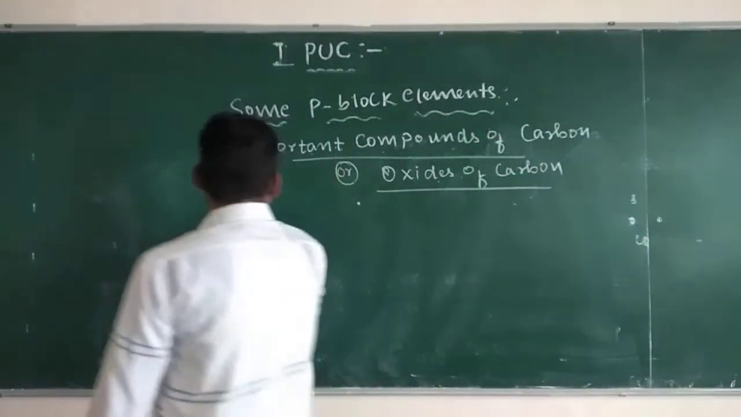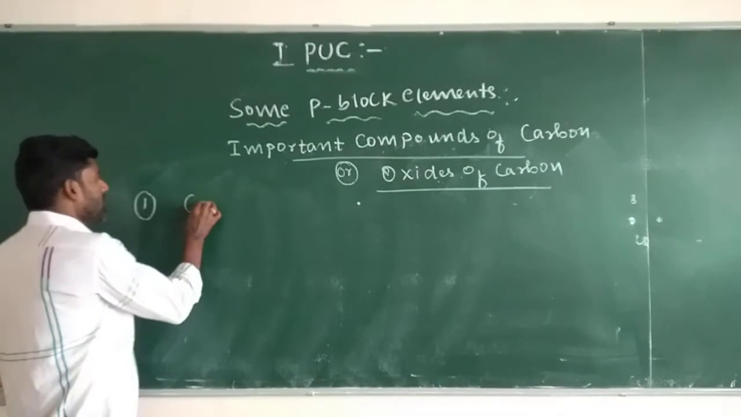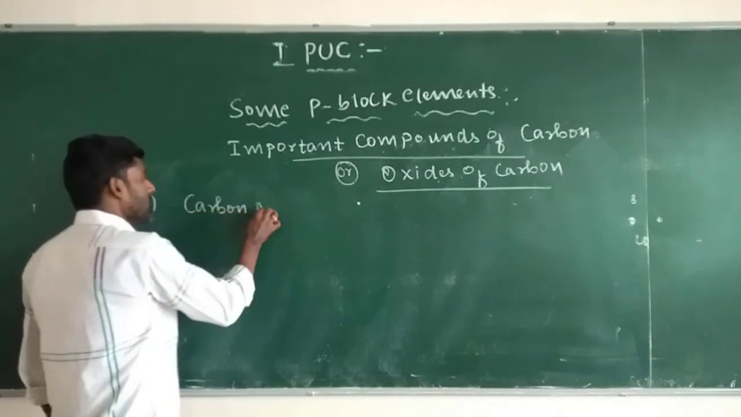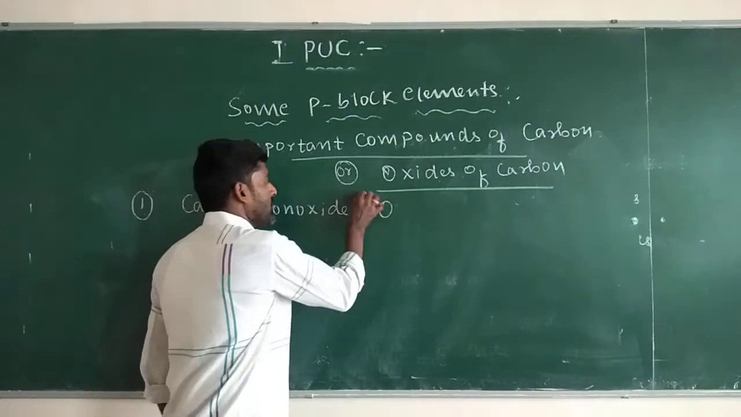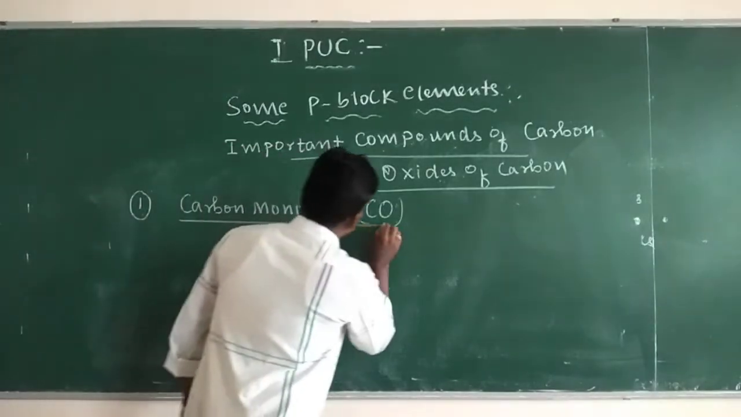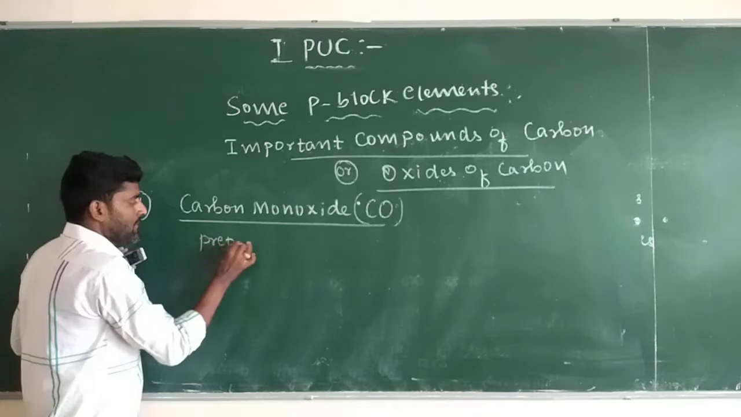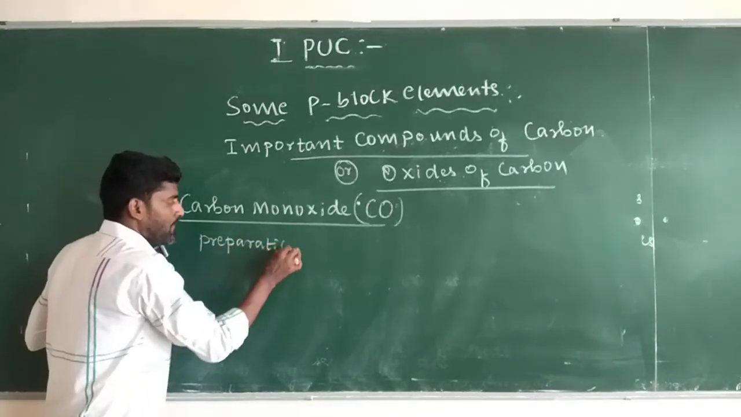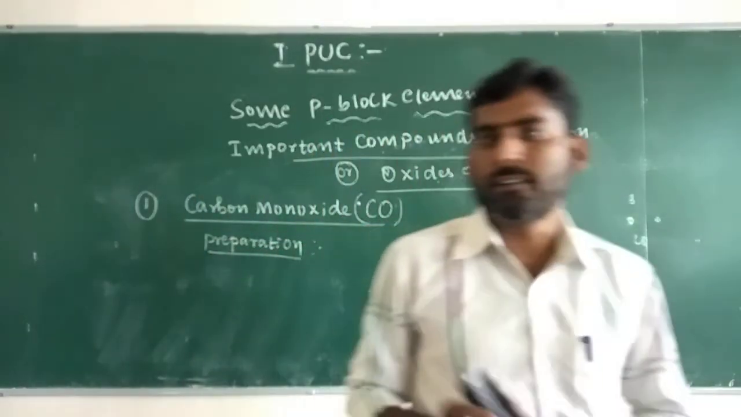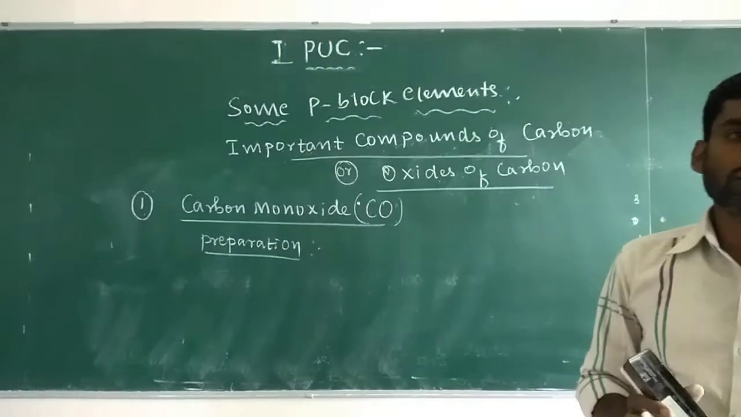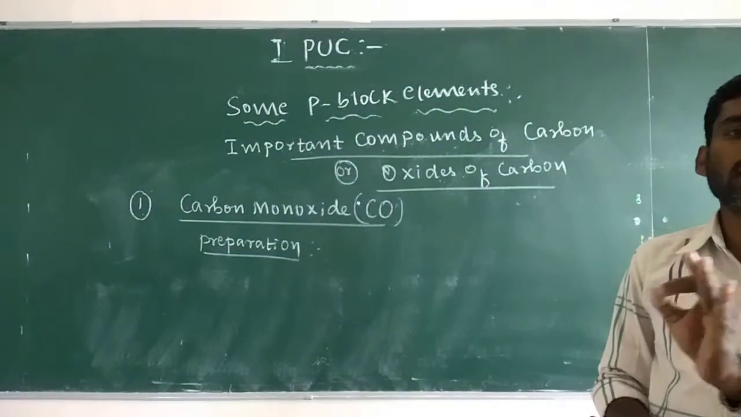So the first oxide of carbon is carbon monoxide, CO. This carbon monoxide is prepared by the direct oxidation. Carbon monoxide is prepared by the direct oxidation of carbon in the limited supply of oxygen or air.